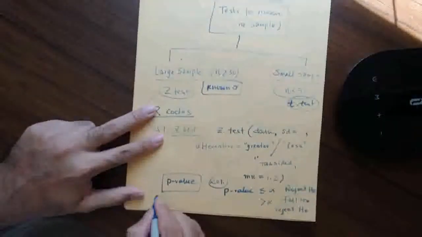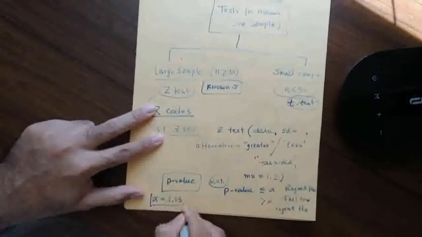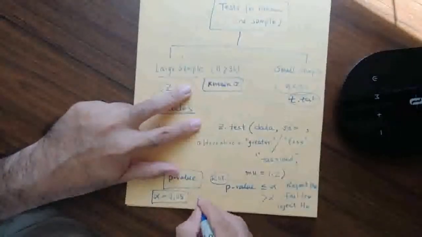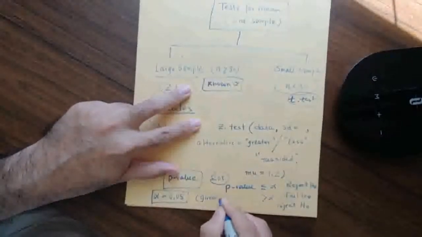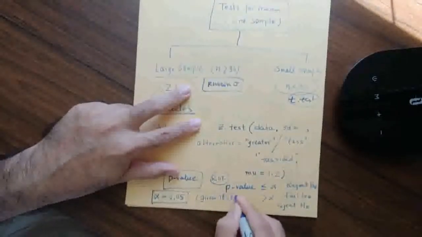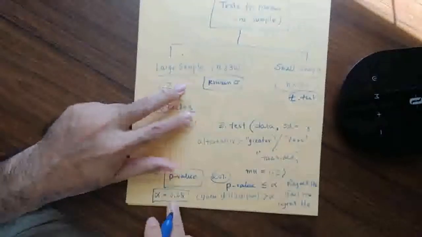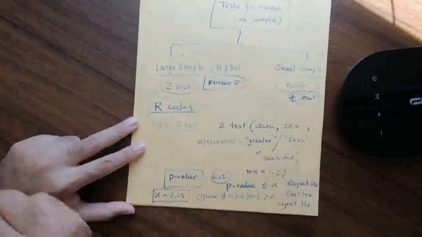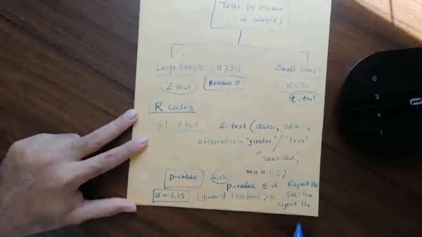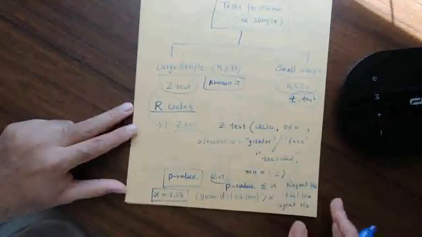Now what is alpha? Alpha is by default 0.05. If nothing is said about the alpha, that will be 0.05, so you're comparing with 0.05. Otherwise, if it's different than 0.05, it will be given to you in the problem. So that's pretty much what the structure is for the z-test.